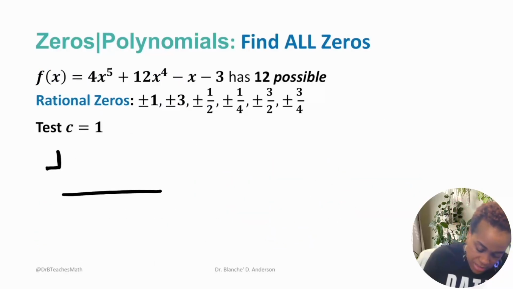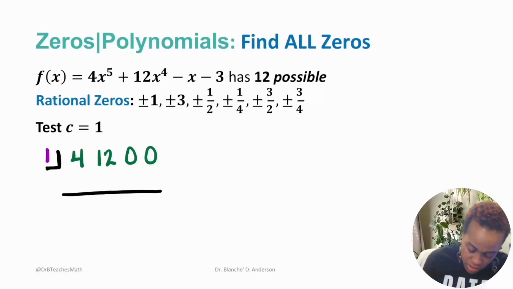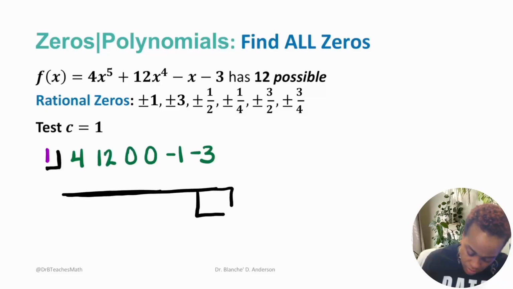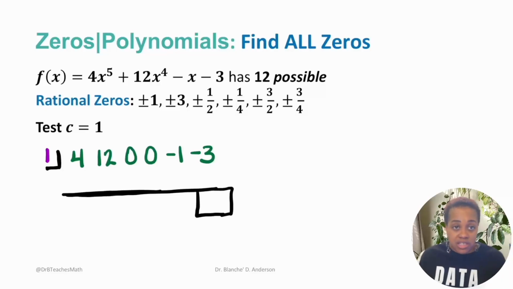So let me put my c here. So I'm going to put 1 here, and then I'm going to write my coefficients. So I have 4, I have 12. I do not have an x cubed. I do not have an x squared. I have -1 and then -3. You see that I'm keeping the sign. Let me extend my line here. And our goal, hopefully, is to get a 0. Let's see if we get a 0.